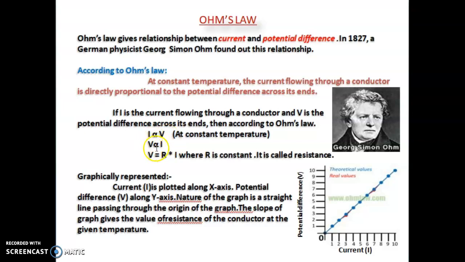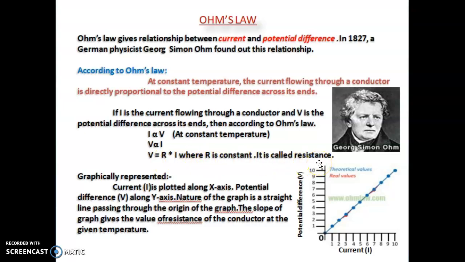So to remove the proportionality, we put in a constant R, which is called resistance. So the equation will be changed into V is equal to R into I, where R is a constant and I is the current. R is called the resistance.